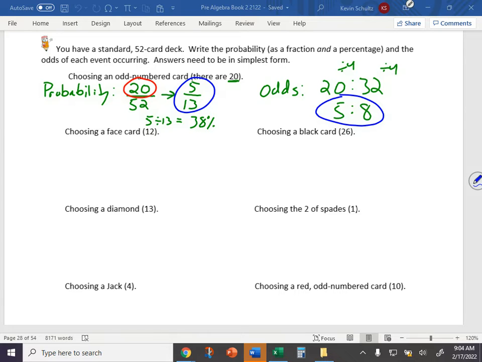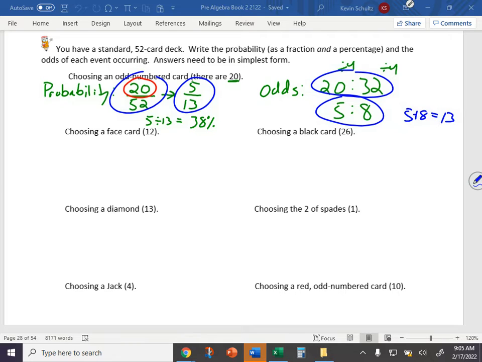Because, again, a fraction compares successful to possible. Even our simplified form, 5 successful out of 13 possible. Odds compares successful to unsuccessful. 5 successful, 8 unsuccessful. If you add the successful and unsuccessful together, you get the possible, which is 13. So that relationship exists both with the original fraction and original odds, as well as the simplified fraction and the simplified odds.